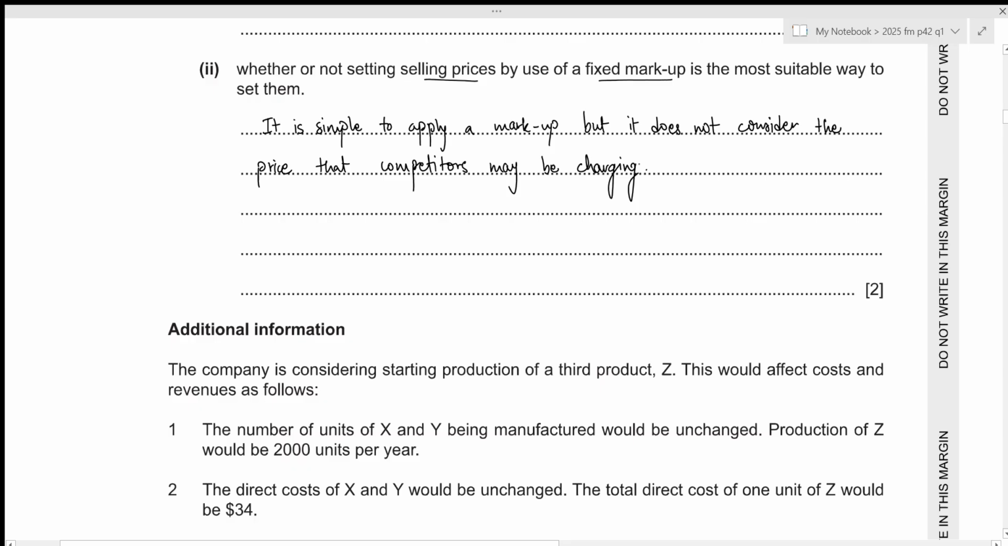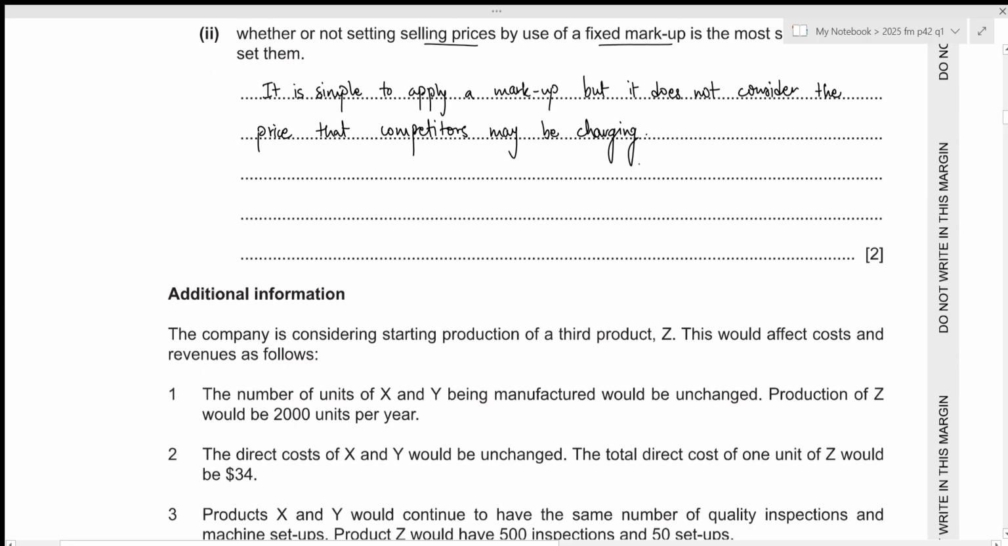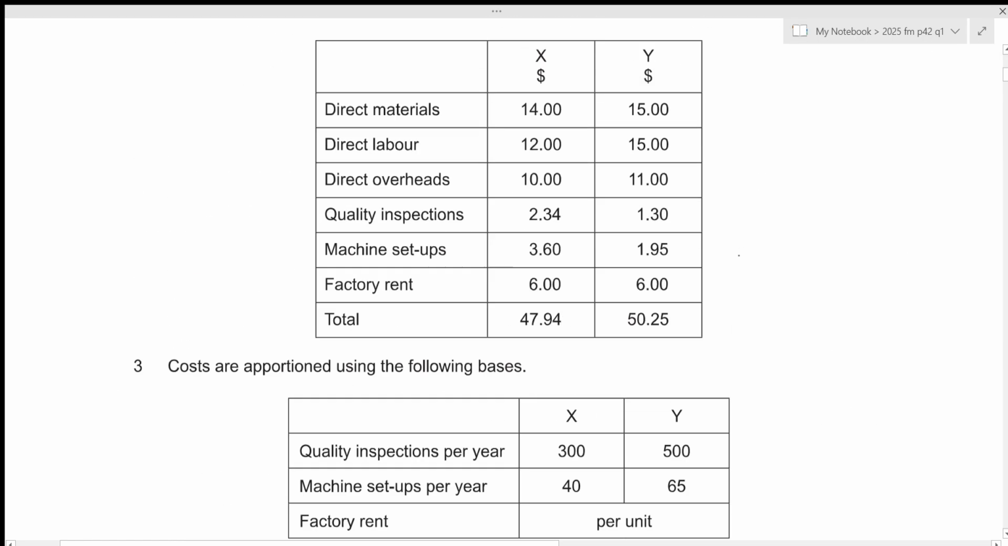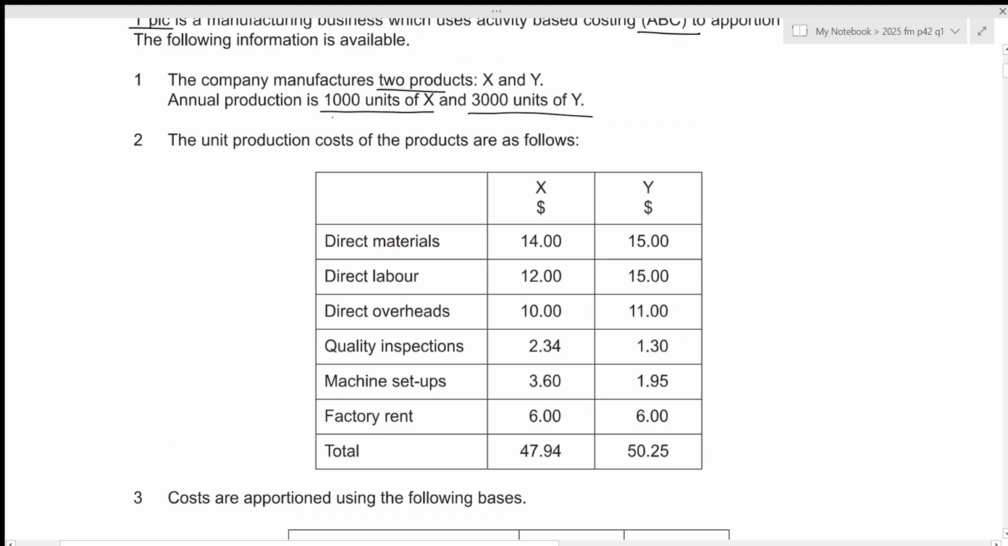Alright, that is all for the first part of this question. Let's move towards the second one. We have some additional information. The company is considering starting production of a third product, Z. Until this point, we only have 2 different products, X and Y. This would affect costs and revenues as follows. The number of units of X and Y being manufactured would be unchanged. It means that we can still use the given number of units, 1,000 for X and 3,000 for Y.